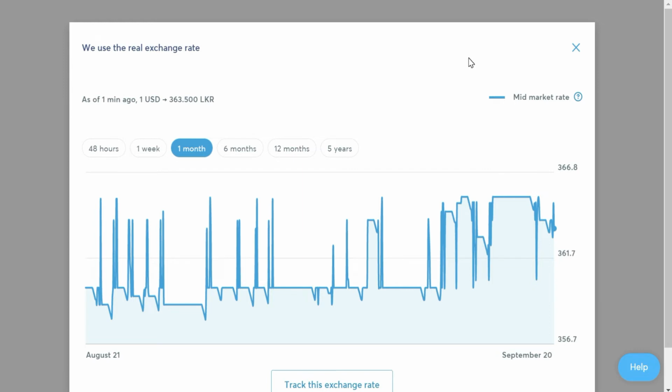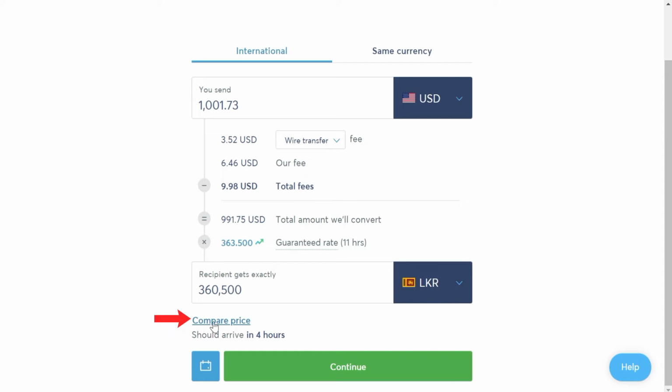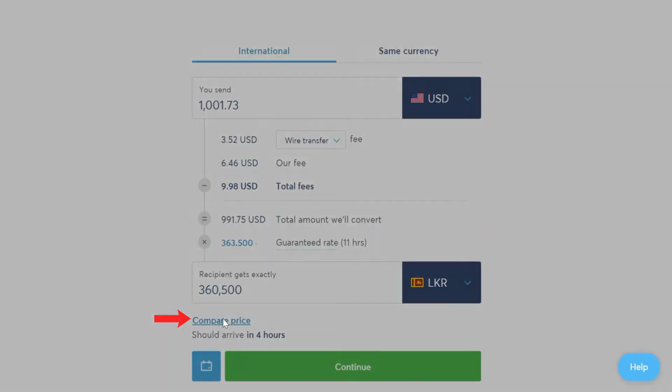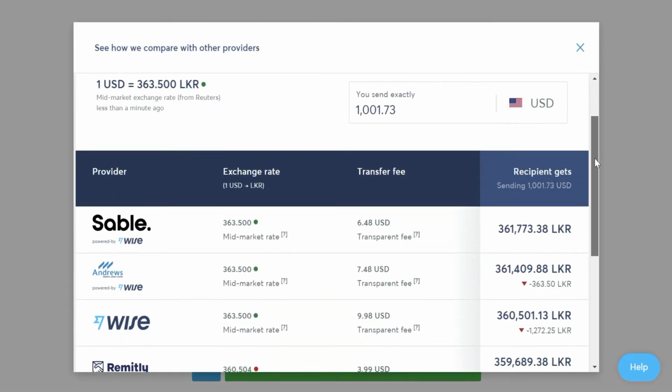Just below, you will see the amount you are saving by using Wise and not a traditional bank, and the estimated time it will take to arrive. You can even click on Compare Prices to see the different options for sending the currency you want, and you will see that Wise is always the cheapest.